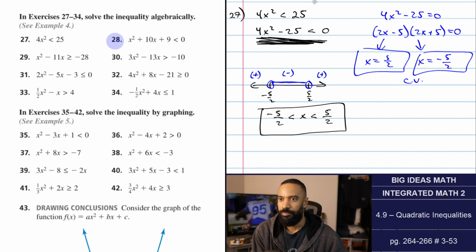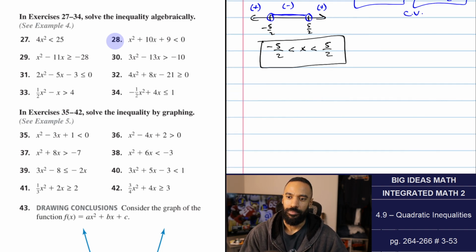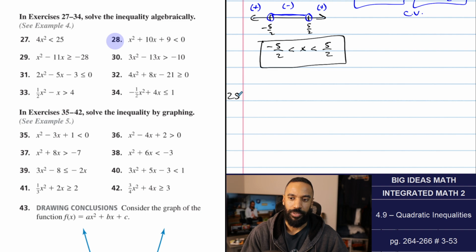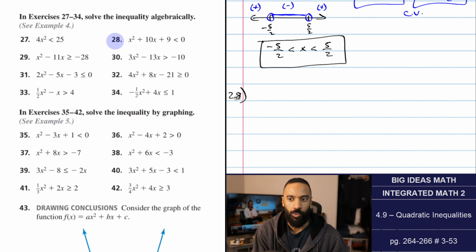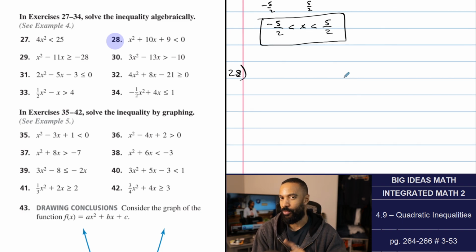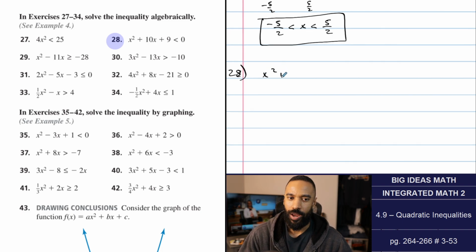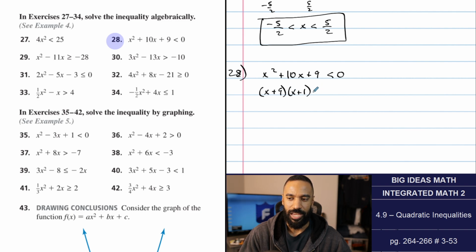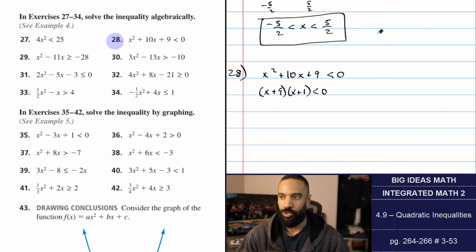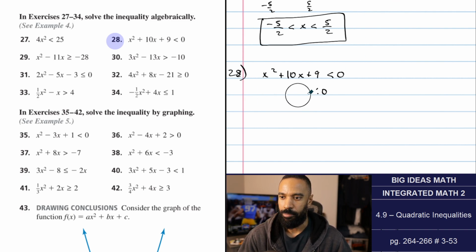Okay, number 28. Now, I'm probably not going to test points. I will state what points you can try testing and what will and won't work, but I'm going to go based off the graph nature. X squared plus 10x plus 9 is less than 0. Once again, factorable. This factors into x plus 9 times x plus 1. That means you're, whoopsie. Let's do the set equal to 0 version of this. I apologize. I'll do it on this side here.